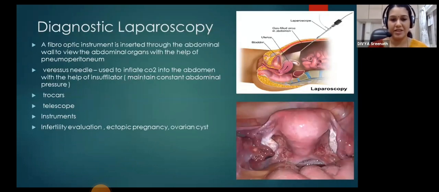Another test is also done as a part of infertility evaluation. This is a diagnostic laparoscopy. Diagnostic laparoscope, as we all know, is a fiber optic instrument. After piercing the anterior abdominal wall using a Veress needle, carbon dioxide is inserted so that the abdomen gets insufflated. Then, with the help of a trocar, another incision is made, and through that incision a light source or a telescope is passed, so that you get a view of the inside of the abdomen.